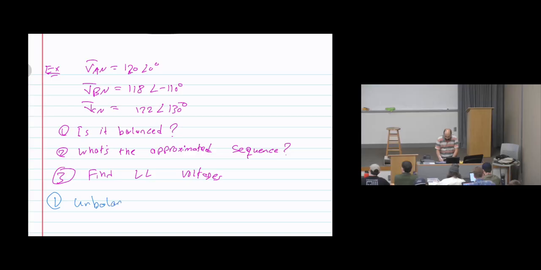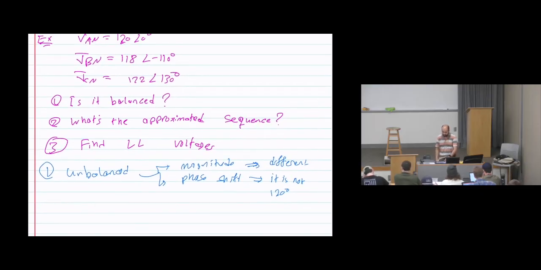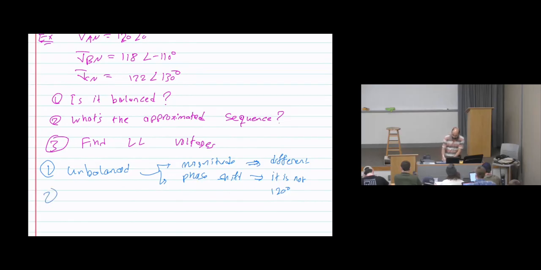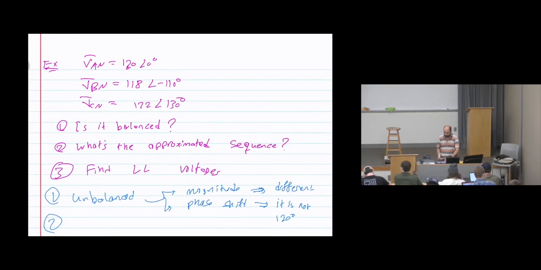And unbalanced for two reasons. The first reason, in magnitude, it's different. The second reason, phase shifts. It's not 120 degrees. So, problem number one, done. Problem number two, what's the approximated sequence?